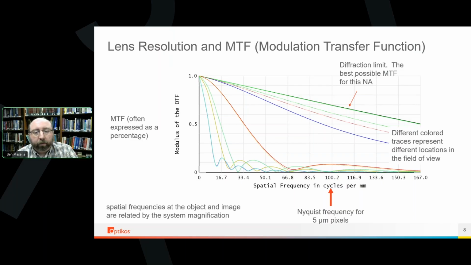And in this case, on this plot, the different colors represent measurements of MTF at different positions on the image or the object. And so you can see that the lens performance can vary significantly away from the center of the axis, or the center of the lens. So also the MTF can be evaluated either in sensor space at the image or in object space, and they are related simply by the magnification. So it'll be the same curve, but it'll be scaled in frequency by the magnification.